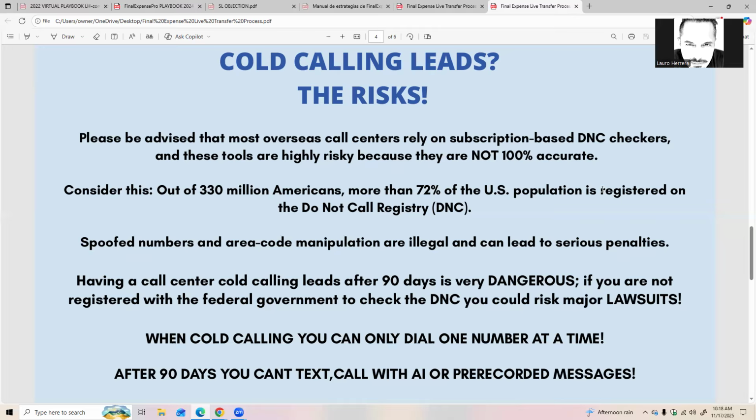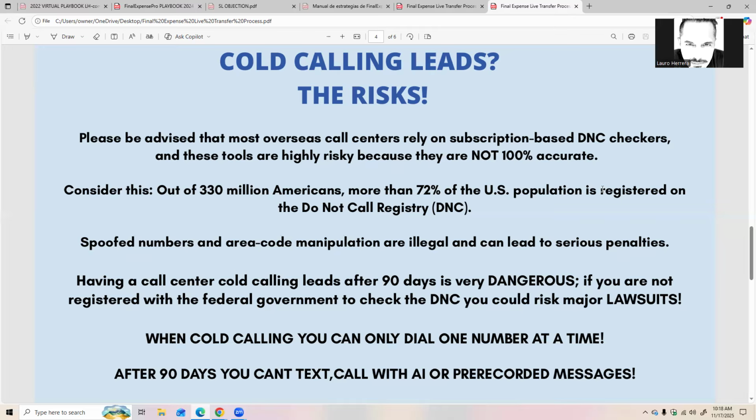And let's be real. Call centers dial thousands, especially if the numbers that they're calling on were not customer initiated. If these are cold numbers, lists of just random names and numbers based on their age and income, imagine that. 72% of Americans are registered on that.